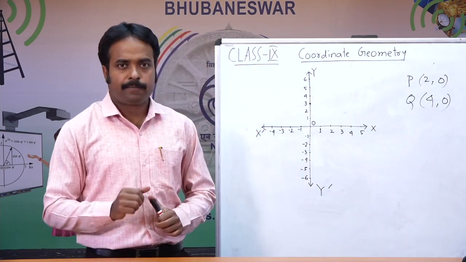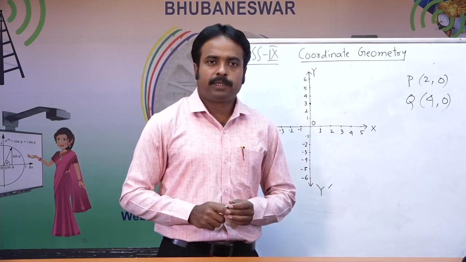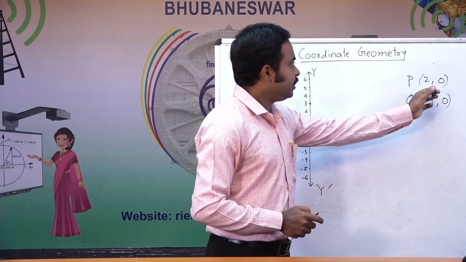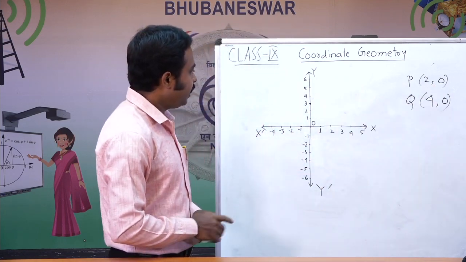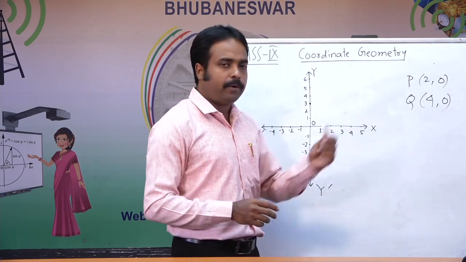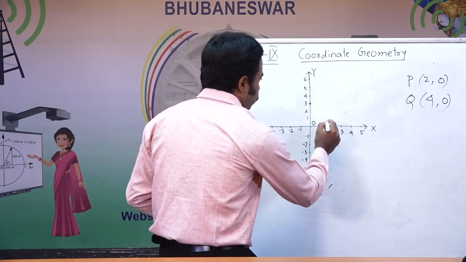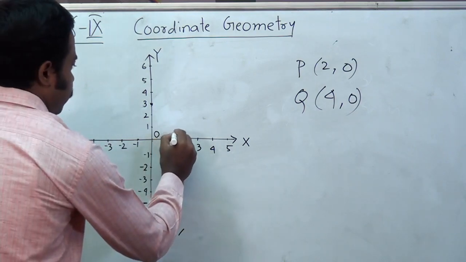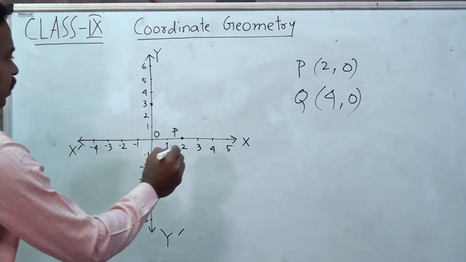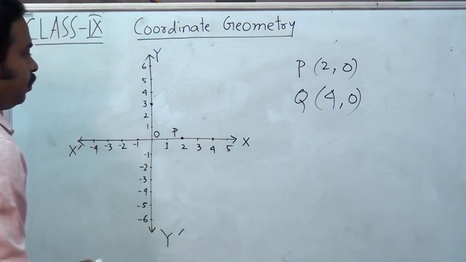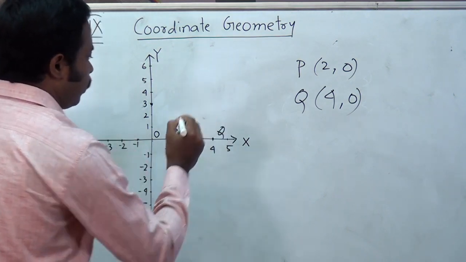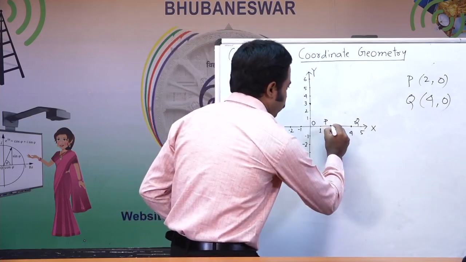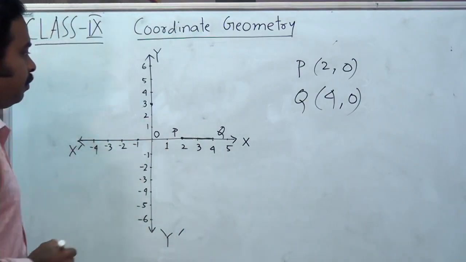To get this, first we have to plot the points P and Q. These are very simple, both points lie on the x-axis. So we may take this as P, and 4, 0, this is the point 4, 0, we may take as Q. Now students, you may say this will be one side of the triangle.